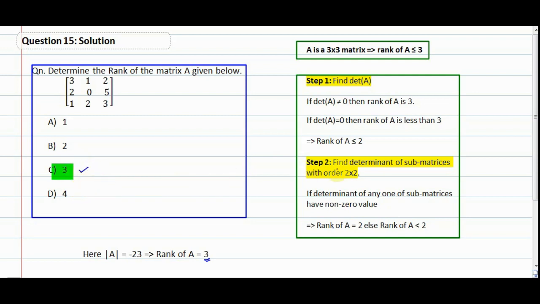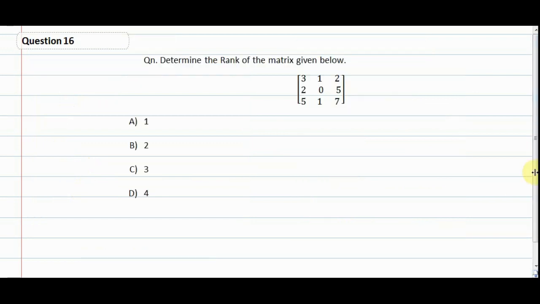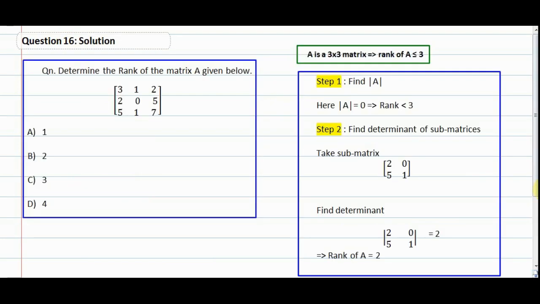Now let's see another problem. Question number 16. Determine the rank of the matrix given below. So again we are given a 3 by 3 matrix and we are asked to calculate the rank. Let's see how to do it. Since A is a 3 by 3 matrix, the rank will be less than or equal to 3. As step 1, we will find the determinant of the given matrix A. When you calculate the determinant of A, we will get it as 0. So it means that the rank is less than 3. So we have to proceed with step number 2.